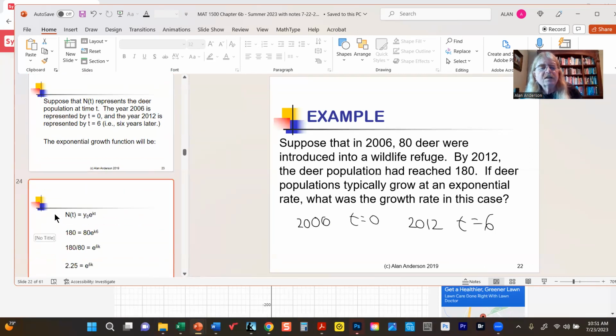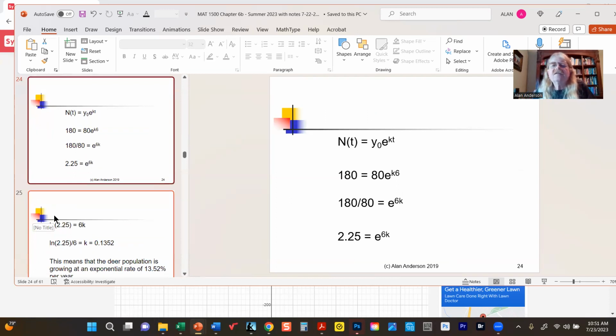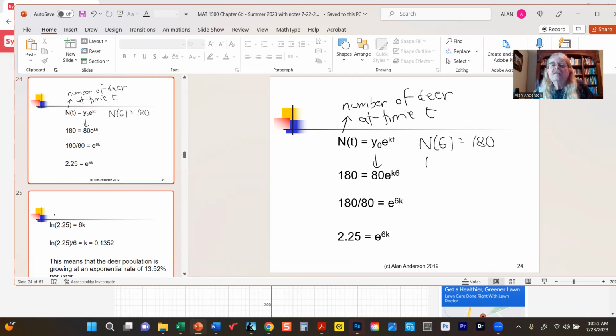So we're going to write a slightly different exponential function here. We're going to call it N of t, N for number of deer. It doesn't matter what we call it. But you notice how the functional form is the same: y0, the initial value, 80, e to the kt. Now, we know that N of 6 is 180. N of 0 is 80. This N of 0 is the same thing as y0. It's a constant. That's the starting point.